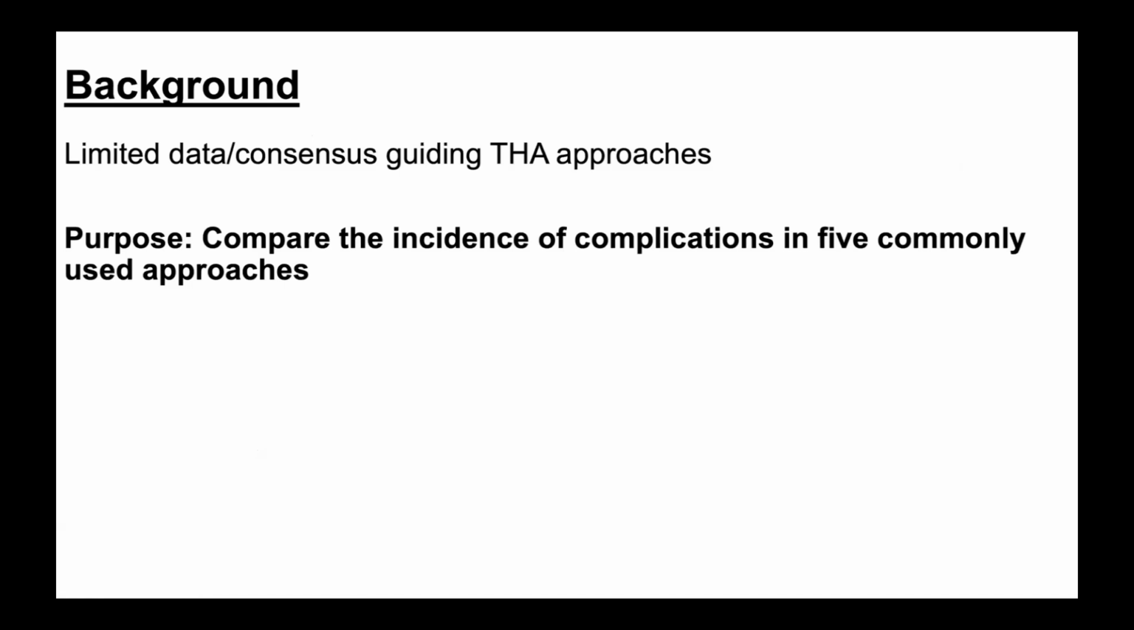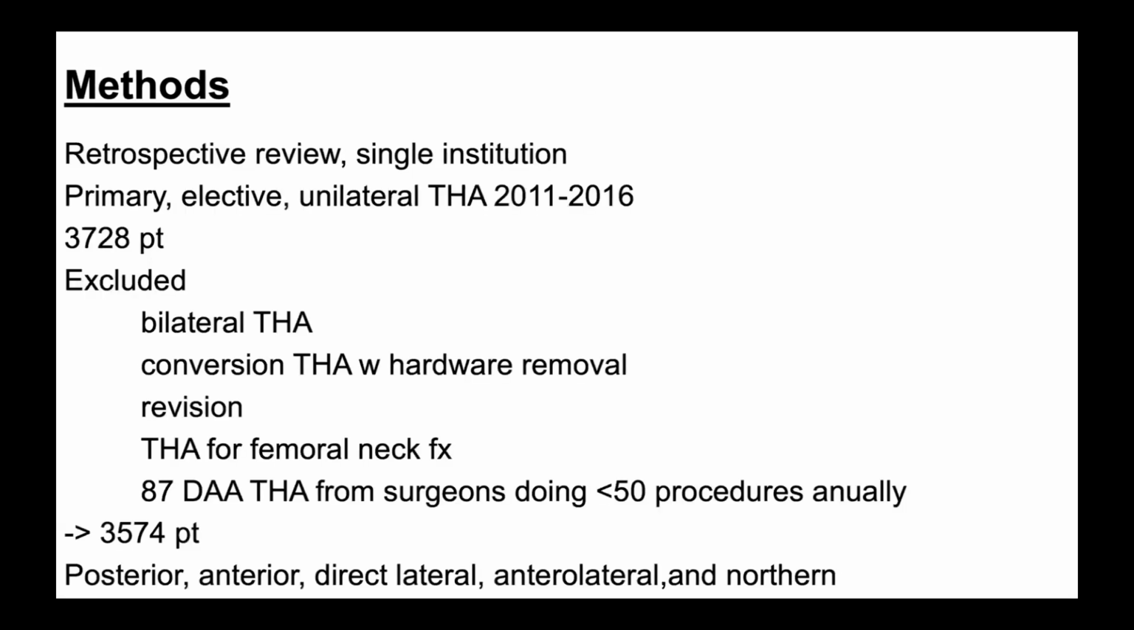The authors of this paper aimed to compare the incidence of complications in 5 approaches: posterior, direct anterior, direct lateral, anterolateral, and northern. They did a retrospective review of primary, elective, unilateral total hips from 2011 to 16 after exclusions of conversions, revisions, and direct anterior approaches performed by low volume surgeons. They analyzed 3,574 patients.